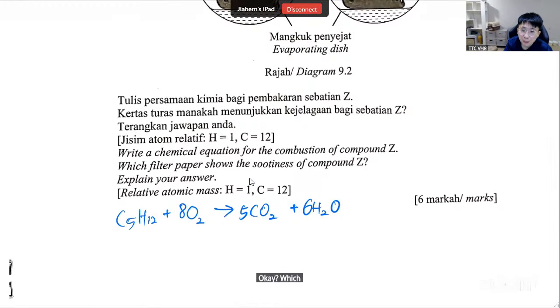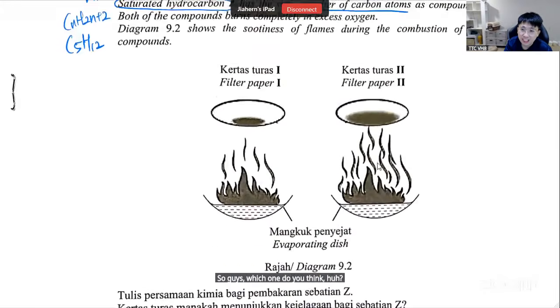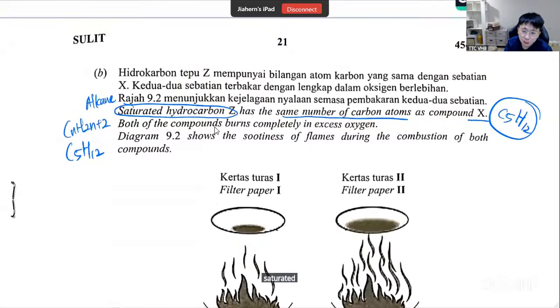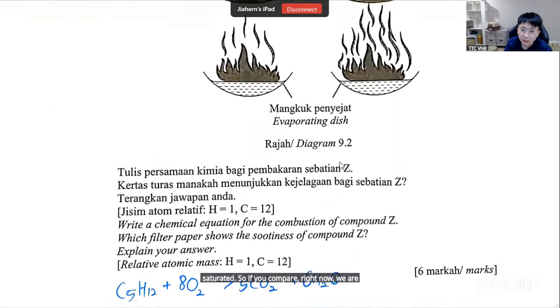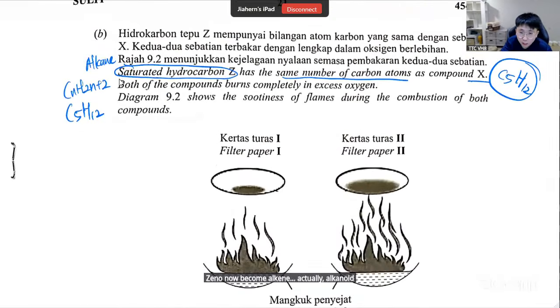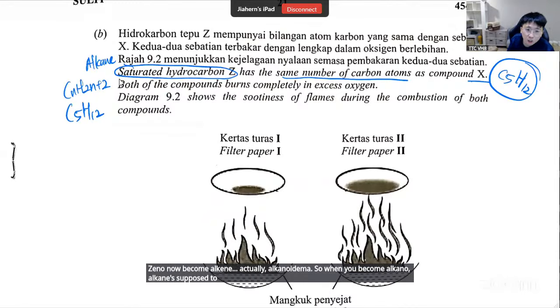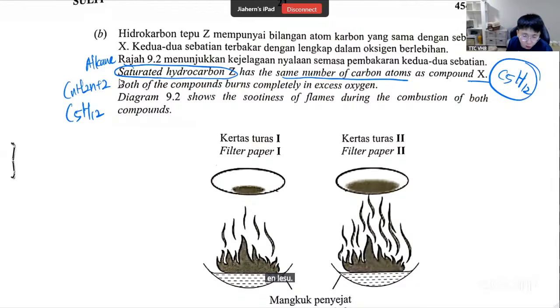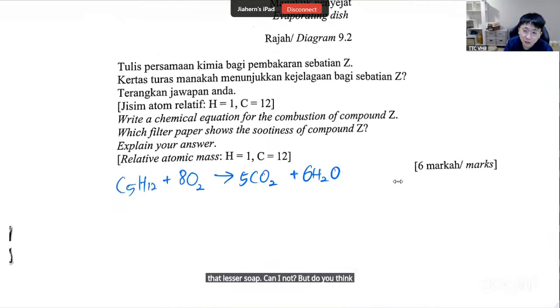Which filter paper shows the sootiness of compound Z? Explain your answer. So guys, which one do you think is Z? Saturated. So if you compare, right now, Z is an alkane. When it is an alkane, is it supposed to give you more soot or less soot? By logical concept, less soot. Why? Because alkane has more H, right? More H means lesser carbon percentage, then lesser soot. Correct or not? But do you think like that can give you all the marks? Cannot. So technically, you still need to show your working.